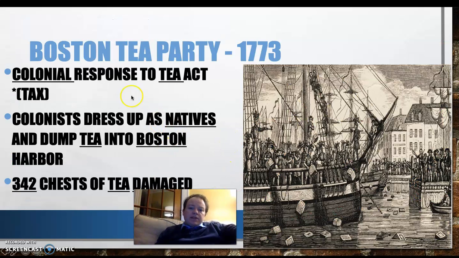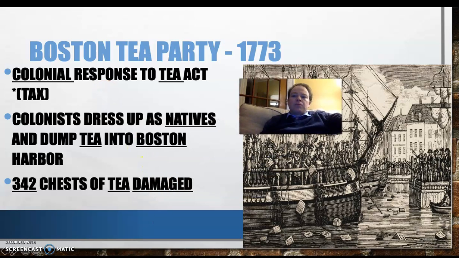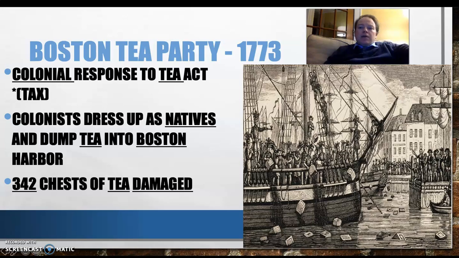Boston Tea Party in 1773. It was the colonial response to the Tea Act, which was basically a tax on tea, even though really the tax on tea, British tea, was still cheaper than the tax that was placed on the imported tea. And import means any good coming into the country, and export means any good coming out. So basically, why would Britain put a tax on goods coming into the country? Because British goods didn't count as that.